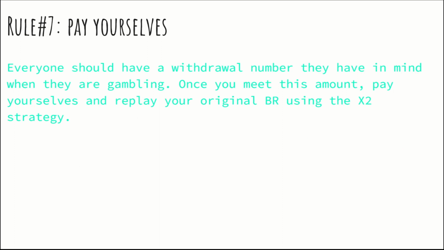Rule number seven, this kind of goes off of rule six, is going to be pay yourselves. Each time when you're gambling for the week, you should have a withdrawal number in your head that you want to reach, okay? So whether it be 3,000, 4,000, even 500, make sure that you pay yourselves and don't get caught up in the constant over chase, okay? Take your gains, put that in your checking account, and restart with the times twos. You don't need to have these giant withdrawals like 10,000 or 5,000. Just pay yourselves profit and make sure you don't lose any of it.